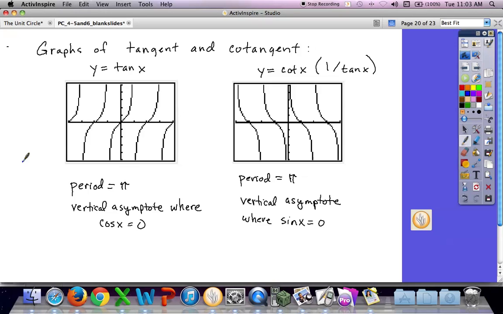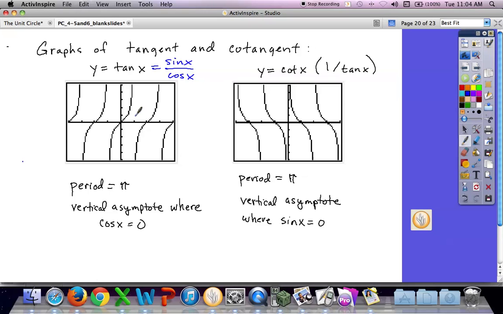Now remember, tangent equals sine over cosine. So wherever the cosine equals 0, you're dividing by 0, and you can't do that. So your graph is going to have a vertical asymptote wherever cosine would equal 0, right? Well, we know where cosine equals 0, right? Cosine equals 0 at pi over 2, 3 pi over 2, right? And every pi after that.